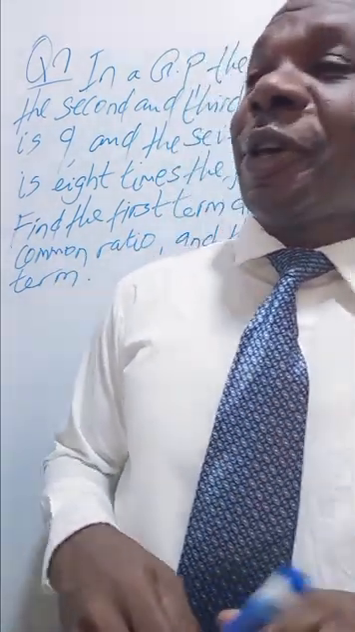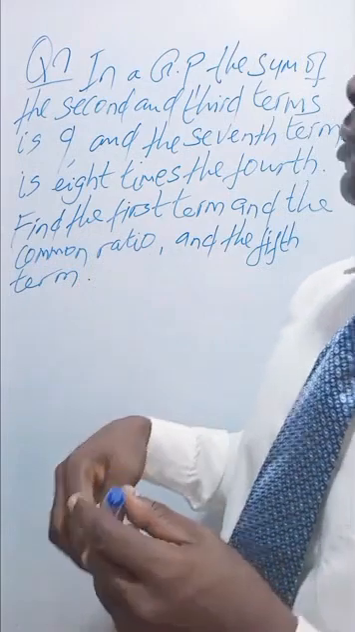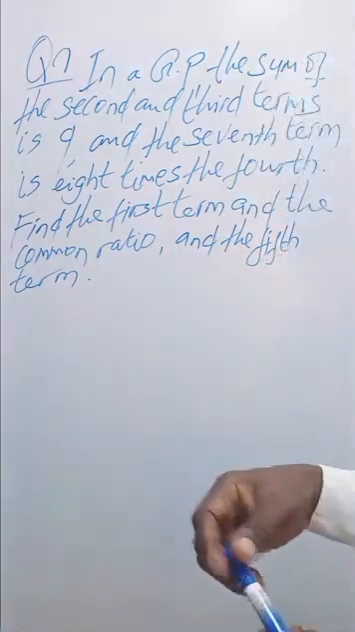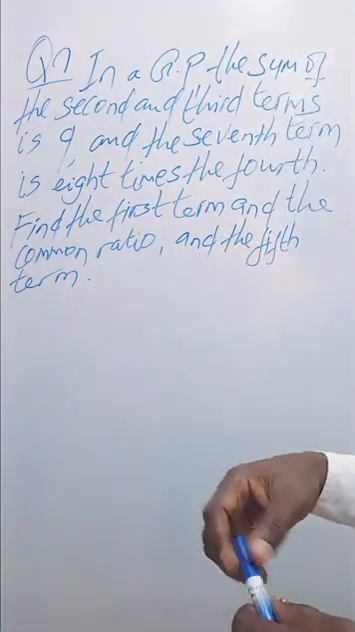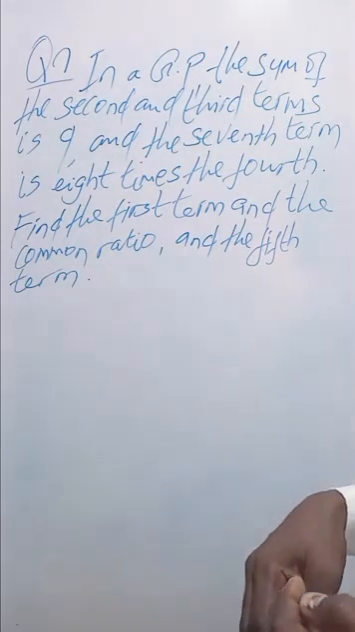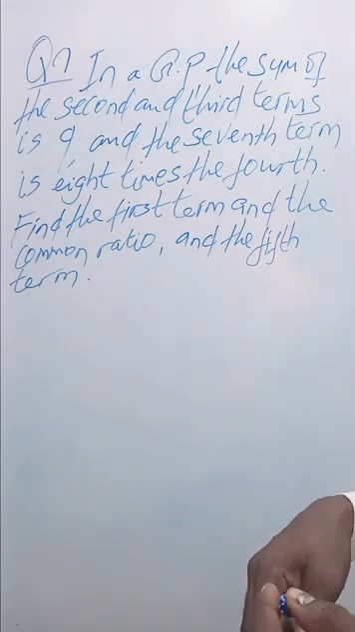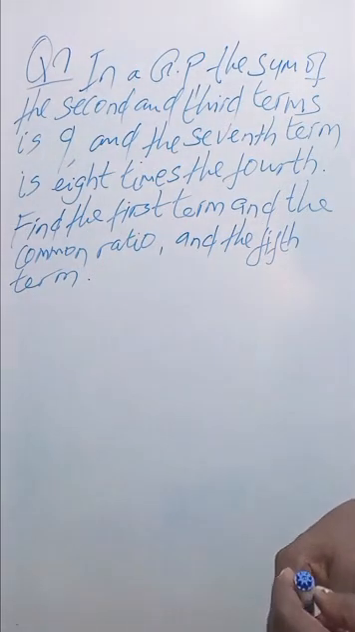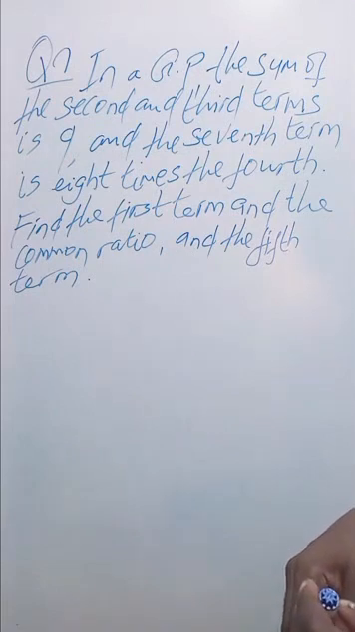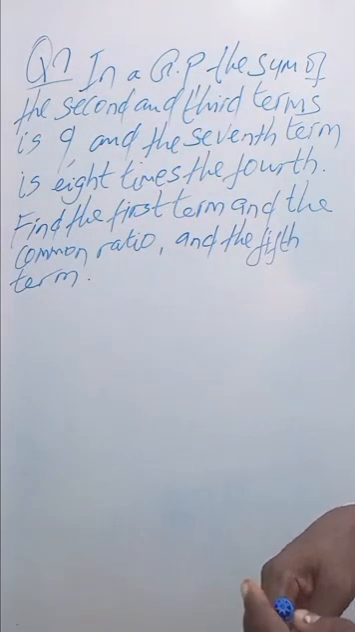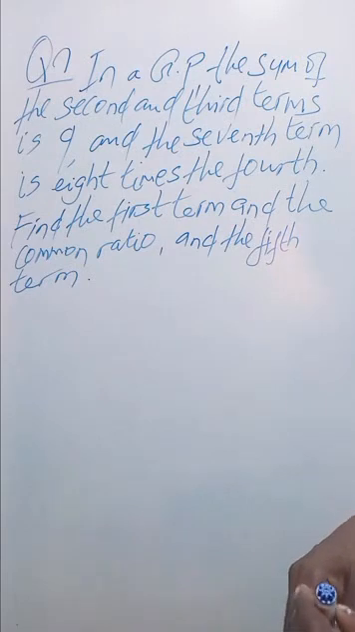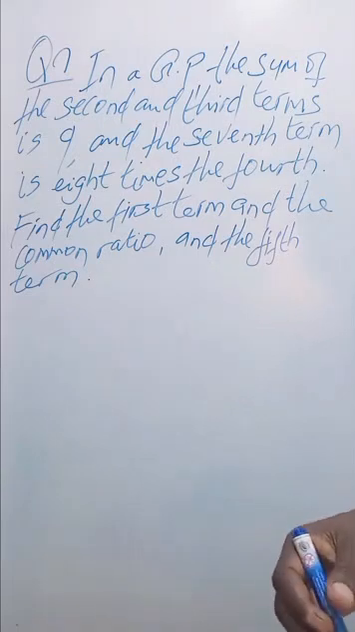There we have got this question. The question says, in a geometric progression, the sum of the second and the third terms is 9, and the seventh term is 8 times the fourth. Find the first term and the common ratio, and the fifth term.